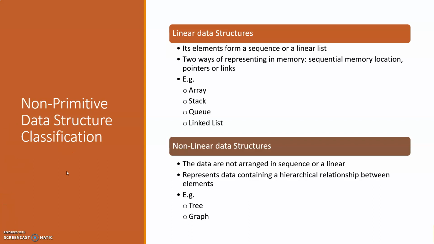On the other hand, a non-primitive data structure is said to be nonlinear if the data are not arranged in sequence or linear. This structure is mainly used to represent data containing a hierarchical relationship between elements. Some examples of nonlinear data structures are tree and graph.